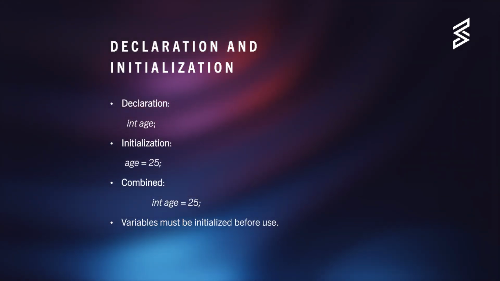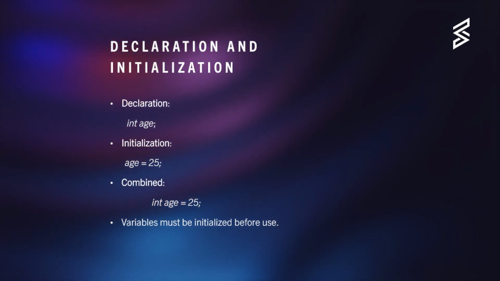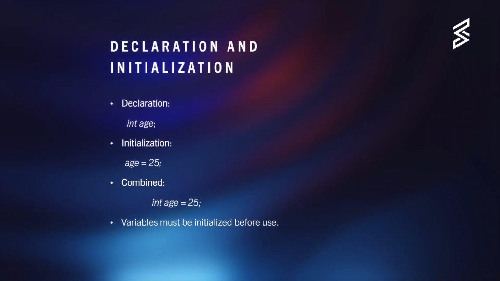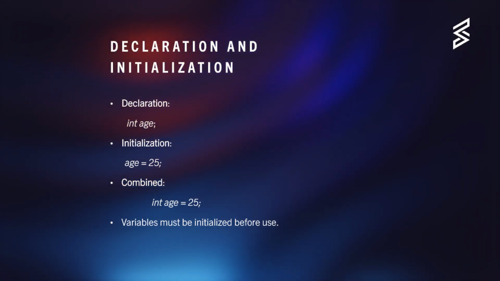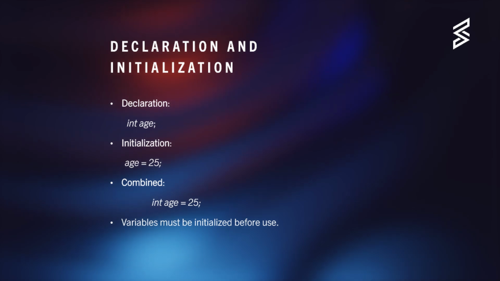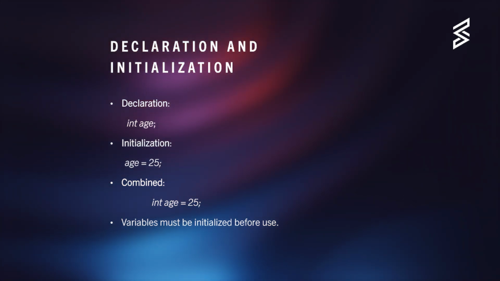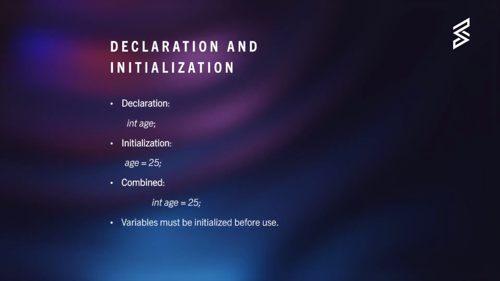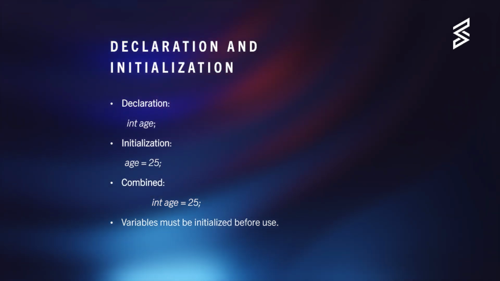In Java, first you declare a variable with a type, for example, int age. This tells Java you are creating a variable called age that will hold an integer. Then you initialize it by assigning it a value. For example, age equals 25. You can also do both in one step, which is int age equals 25. Java requires variables to be initialized before use, or you will get a compile time error.